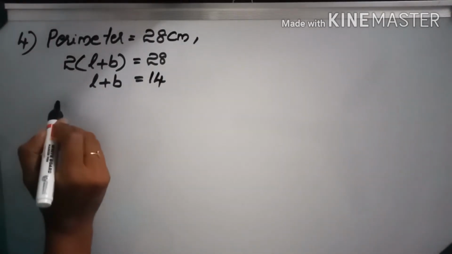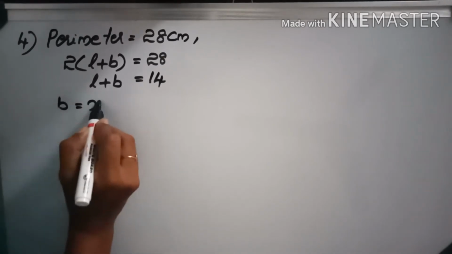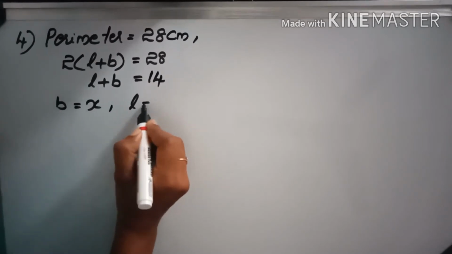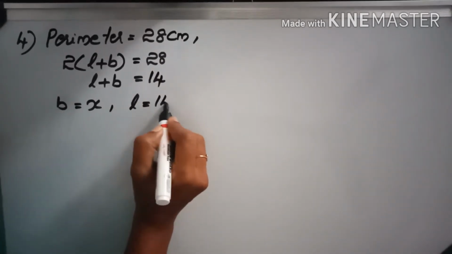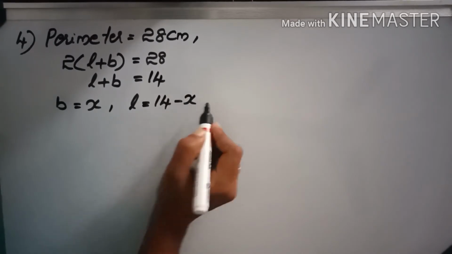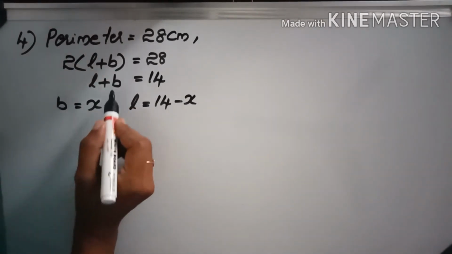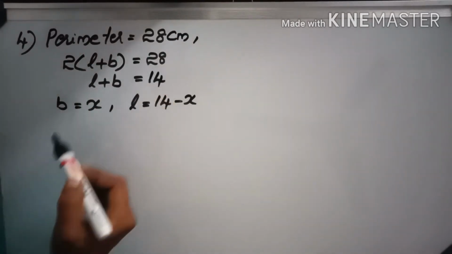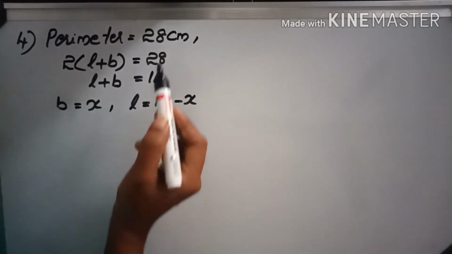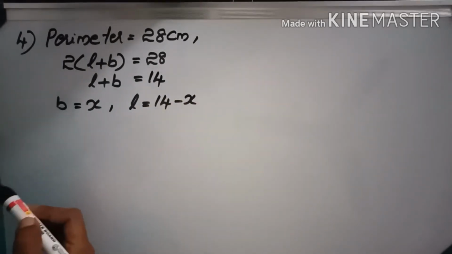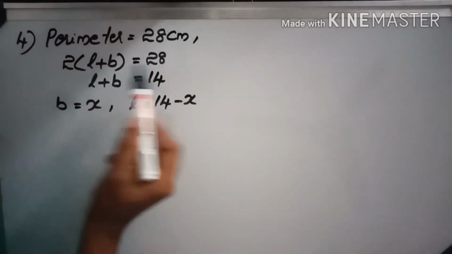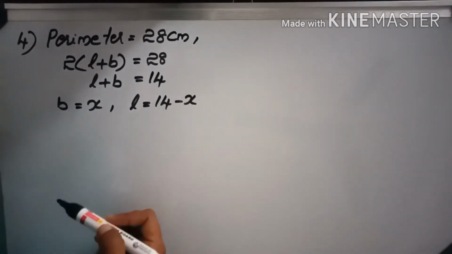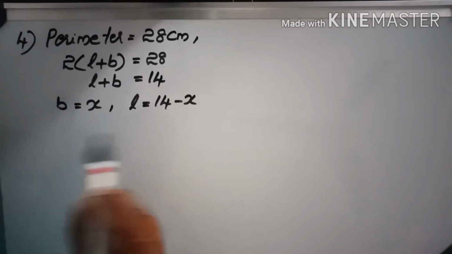Now let's consider breadth equal to x. Then what will be the length? Length equal to 14 minus x. If breadth is x, then length will be 14 minus x. Now we have the perimeter. From that we got 28 centimeter. Then you can check x plus 14 minus x, the answer will be 14. Now we consider the sides.